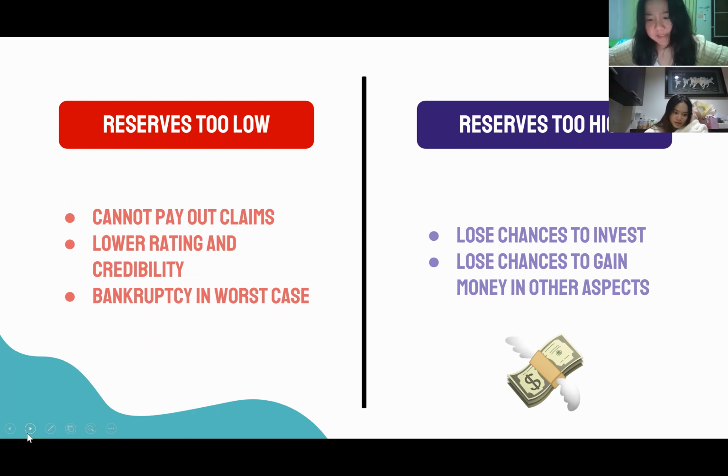However, the companies themselves need to use the received premiums to pay their other expenses besides insurance claims as well. And they also have to invest this money somewhere else in order to make the money grow at the same time. For this reason, insurance companies have to carefully calculate the reserves to be the suitable amount at all times. If the reserves are too low, the company may not be able to pay out the claims to the customers, resulting in a lower company rating or even bankruptcy in the worst case scenario. On the other hand, if the reserves are too high, the company will lose its chances to invest or use the money for other aspects of the company.